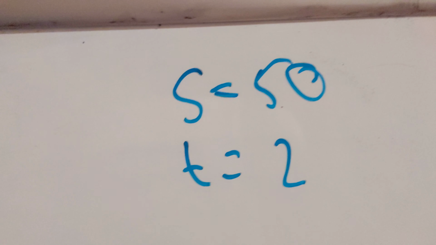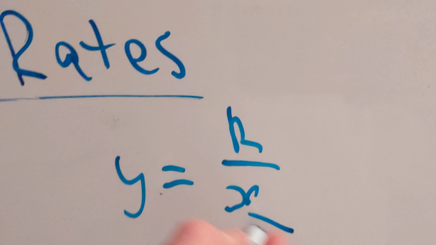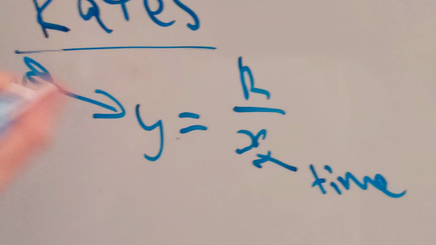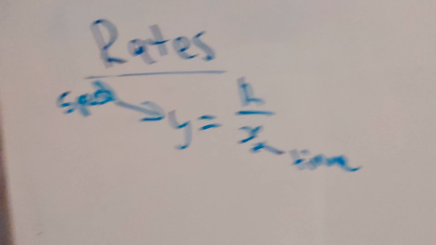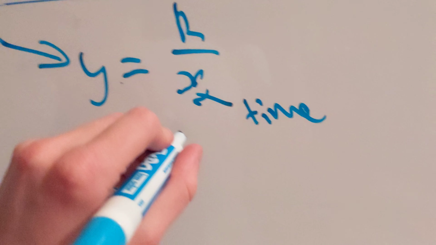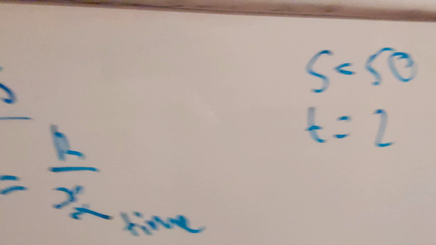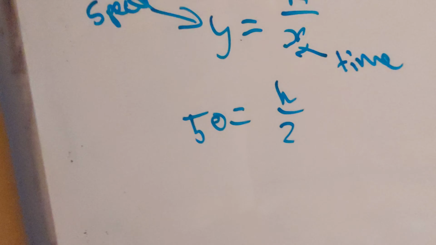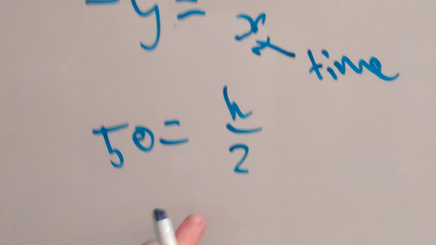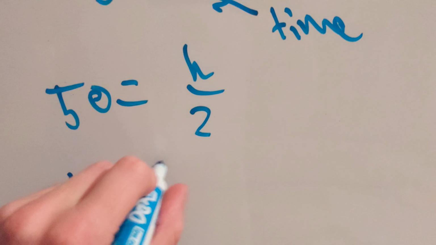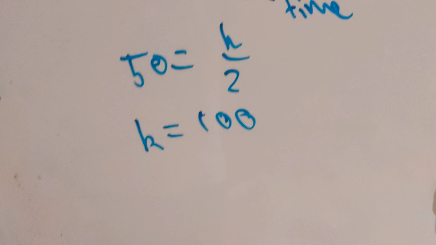And these are the two values we're going to use. So let's say x is our time and y is our speed. So our speed was 50, so we can substitute y equals 50 in there. And we've got k over the time, which was 2 hours. So now we've got an equation just with k, so we can solve for k here. So we multiply both sides by 2, and we get k equals 50 times 2, which is 100.